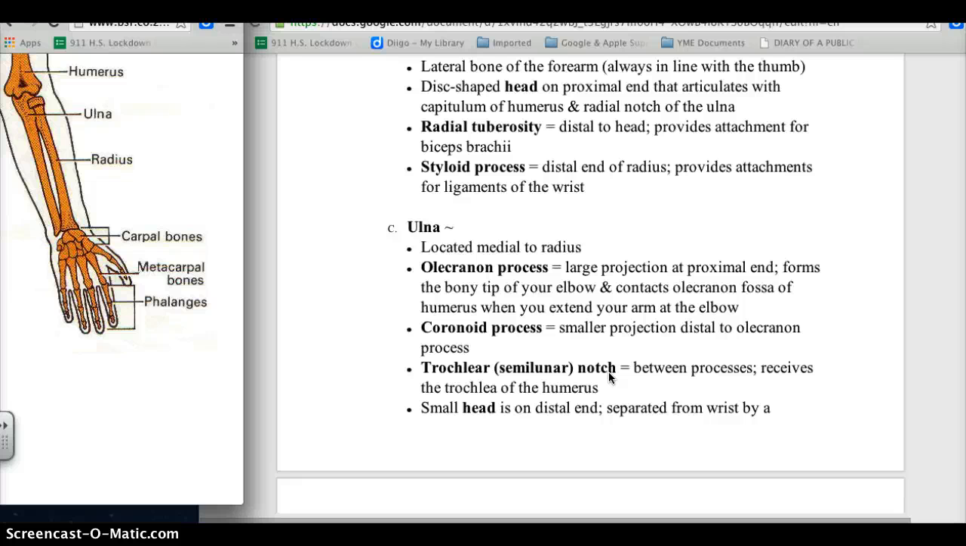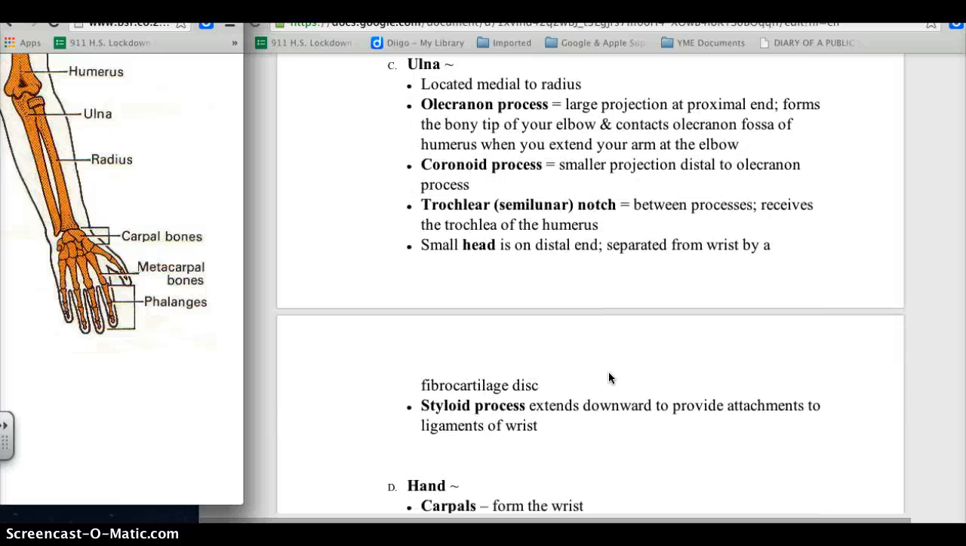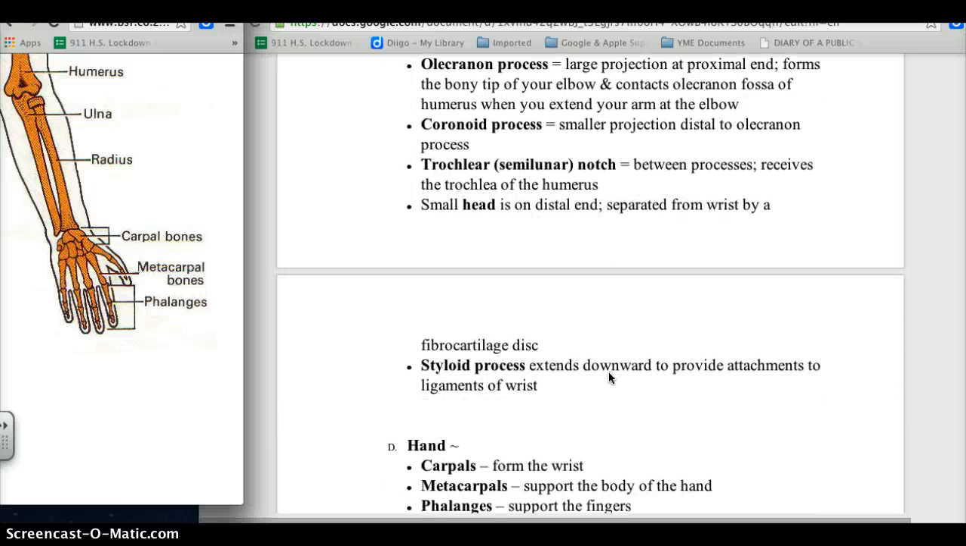Now this is a little different than we had with the radius. The head of your ulna is found at the distal end, down by the wrist bones, down by the carpals. And just like your radius had a styloid process, so does the ulna.